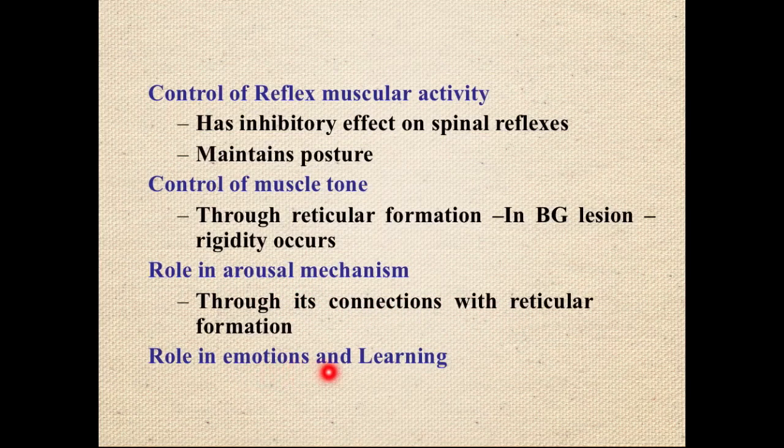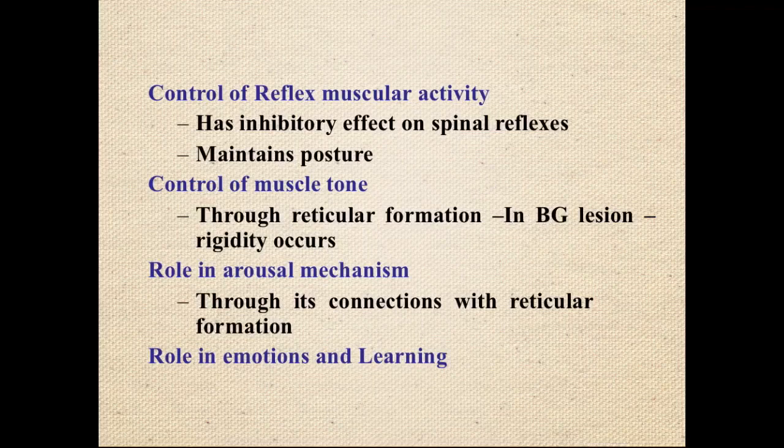And role in the emotions and learning, we can say, like the globus pallidus and all these, they have a bit of a role. So if a person is suffering from degenerative disease of the basal ganglia, in the end stage there might be some sort of dementia, because it has few connections with the limbic system and all. Okay. So, that is very minor.